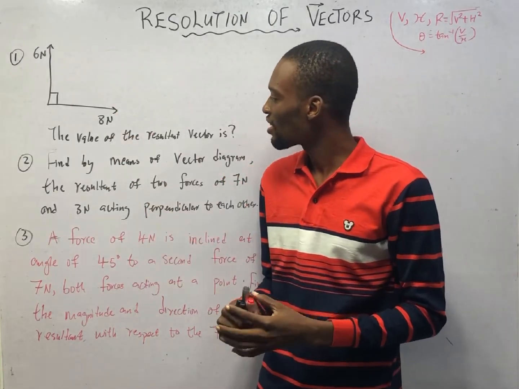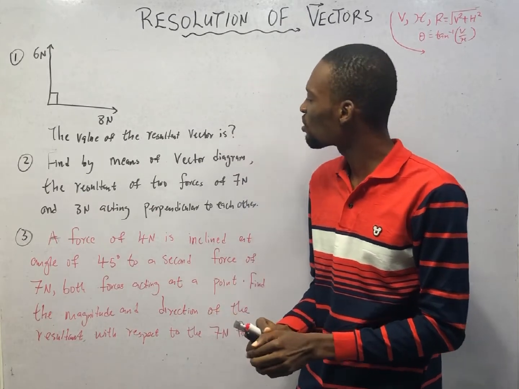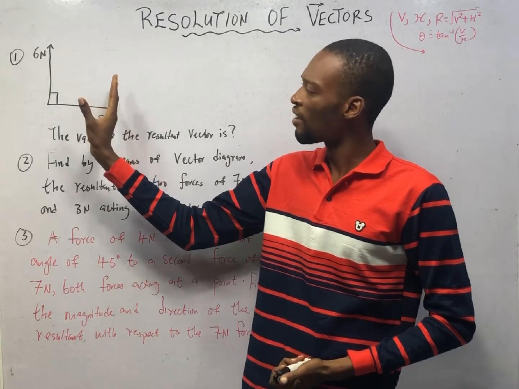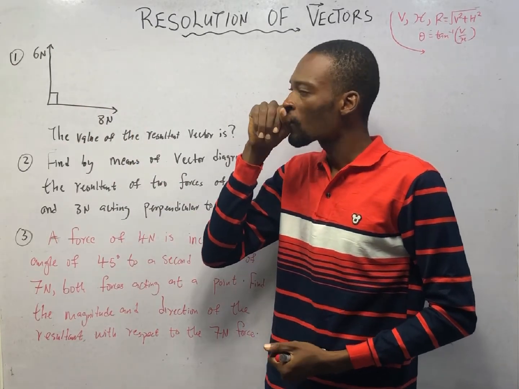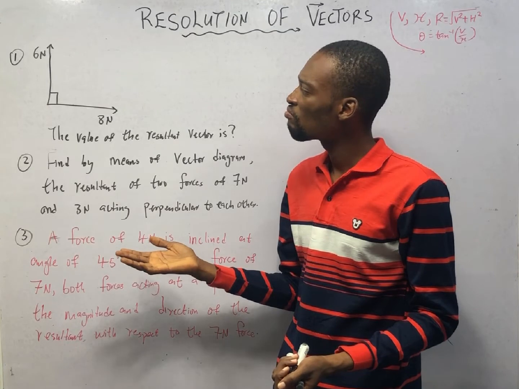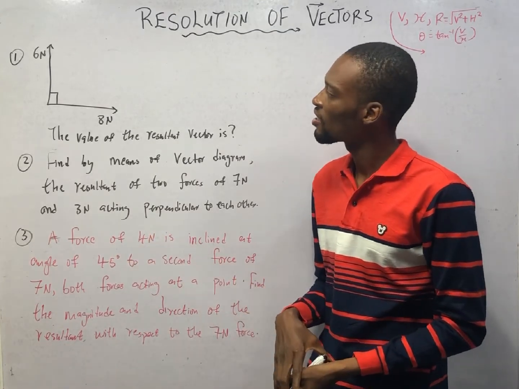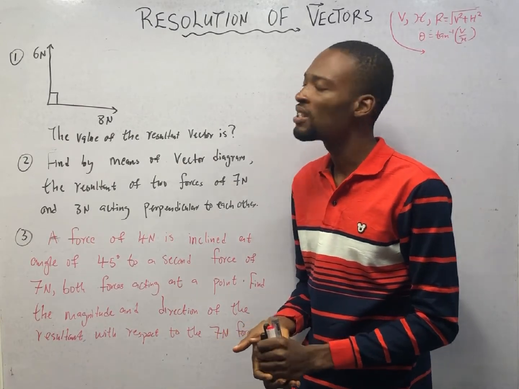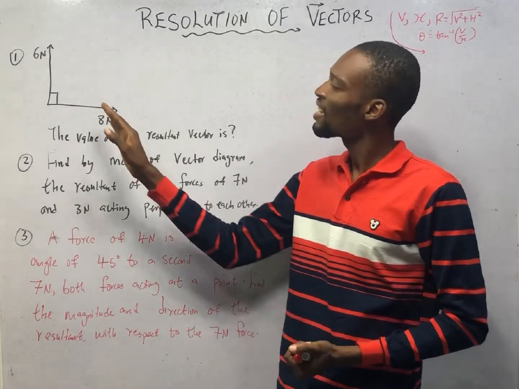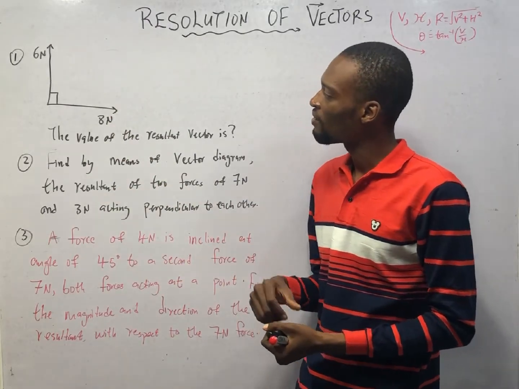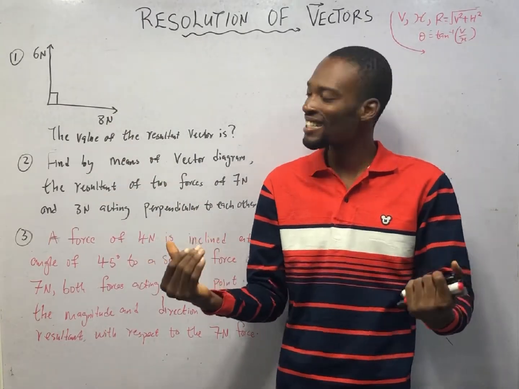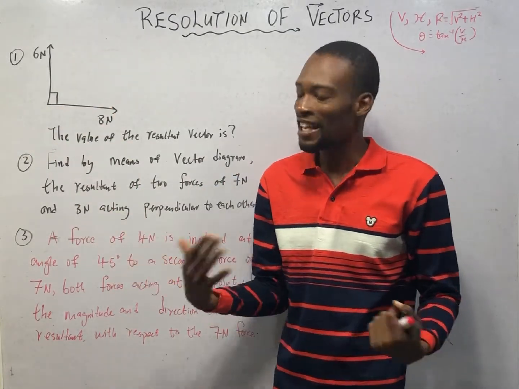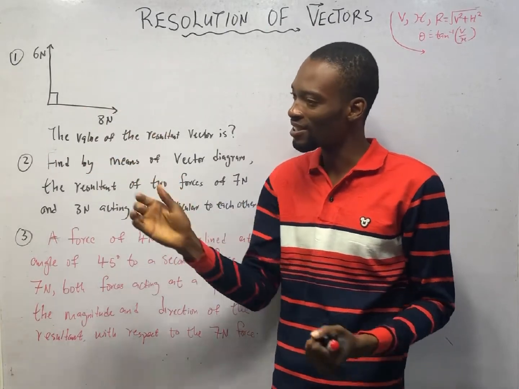The first question says, we should find the value of the resultant vector. What can we infer from here? This is simply a system, two forces, 6 Newton and 8 Newton, acting perpendicular to each other, acting at 90 degrees. And anytime we are given forces acting at 90 degrees, straight and straight, they are not inclined. The angle is 0 degrees.